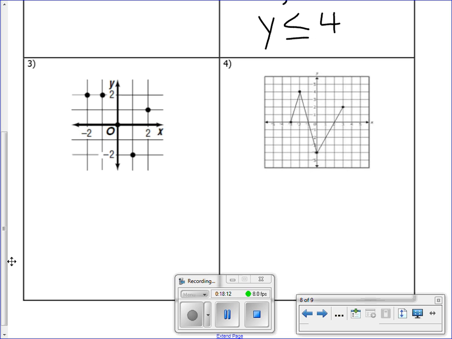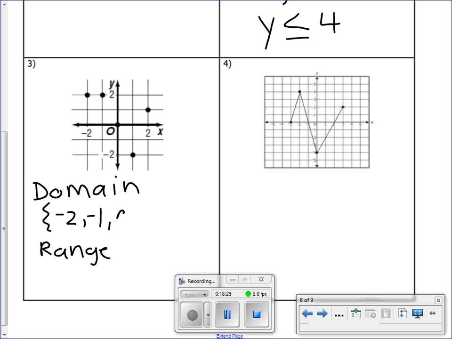Number 3, we're going to list what our domain values are, and we're going to list what our range values are. So we're just labeling the ordered pairs. We have -2, -1, 0, 1, and 2 for our domain. And our range is going to be 2. If it repeats, so 2 and 2, you only need to list it once. So I'm just going to list that once: 0, -2, and +1. So that would be your range.